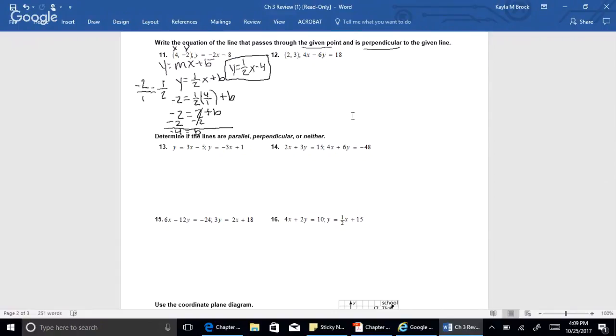Okay, now let's look at question 12. This one's a little bit trickier. The reason that it's trickier is because we don't have it into y equals mx plus b format. When I'm looking at this, I really don't know off the top of my head what the slope is. So I want to move the x to the other side of the equals.